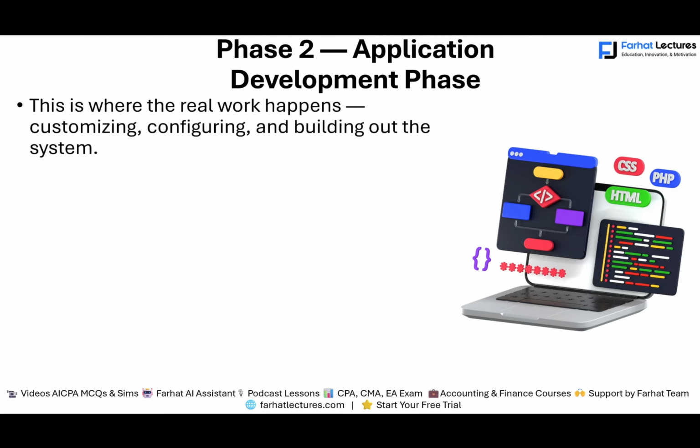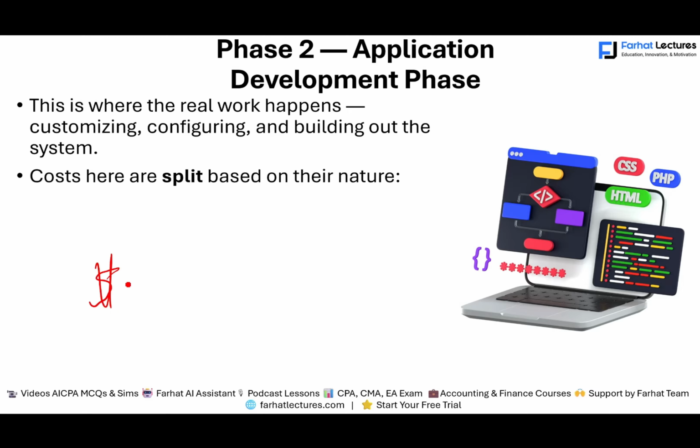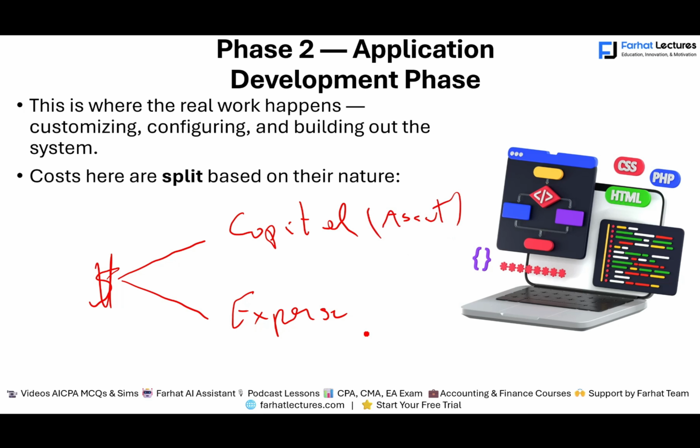This is where the real work happens: customizing, configuring, and building out a system. Now, the costs here will have to be split based on their nature. Some of the costs at this stage will be capitalized, some will be expensed. And I hope you know the difference between capitalization and expense. If not, real quick: capitalize means you treat the expenditure as an asset, because every time a company spends money, they need to know whether this is a capital expenditure or an expense, whether it's an asset or an expense.